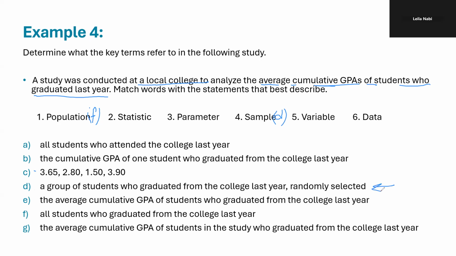We said the parameter describes a characteristic about the population. When the population is all the students who graduated from the college last year, the parameter must describe them. That means the parameter is the average GPA score of all the students who graduated last year, which is G.